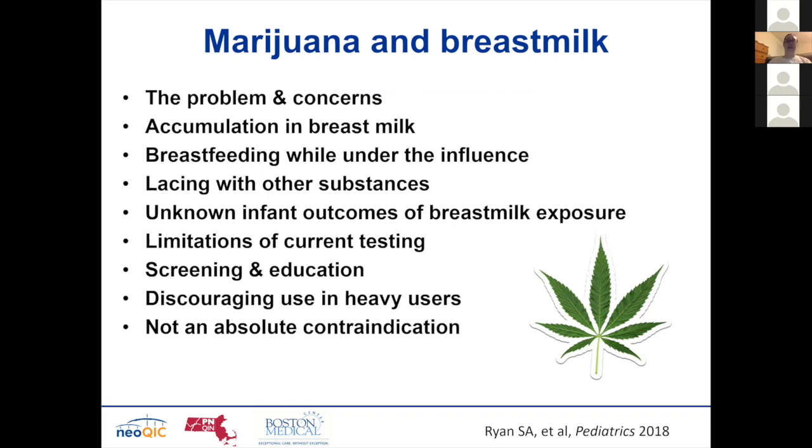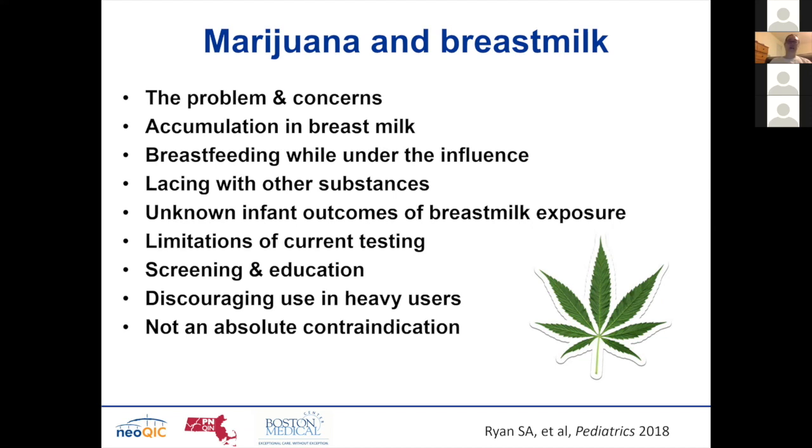The problem with marijuana, obviously, is the fact that it's now legalized in many states, and it's very common, I think 10 to 15%. The concerns are that it is very fat soluble. It actually does accumulate in pretty high levels in the breast milk. And there are concerns about breastfeeding while under the influence of marijuana. The other concern is that frequently it is laced with other substances, which the mother may be unaware of.